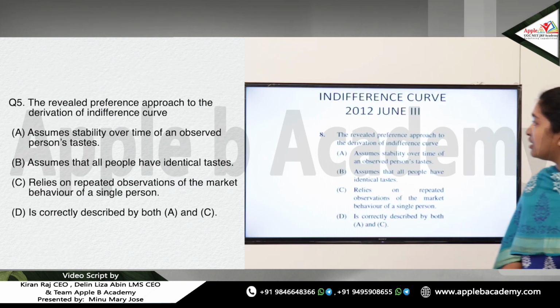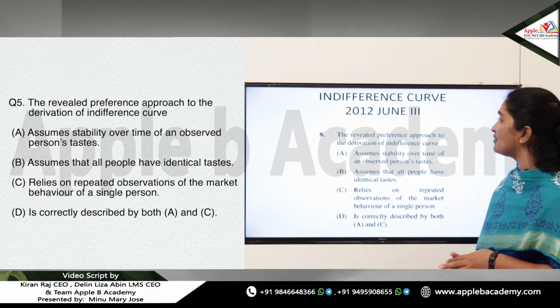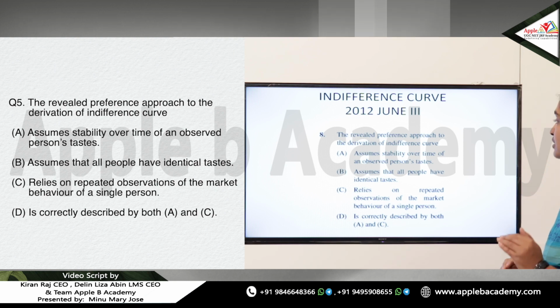Now the next question was asked from the indifference curve analysis. From that part, the first question was from 2012 June paper 3. The question is, the revealed preference approach to the derivation of indifference curve: Option A assumes stability over time of observed person's tastes. Option B assumes all people have identical taste. Option C relies on repeated observations of the market behavior of a single person. Option D is correctly described by both A and C.